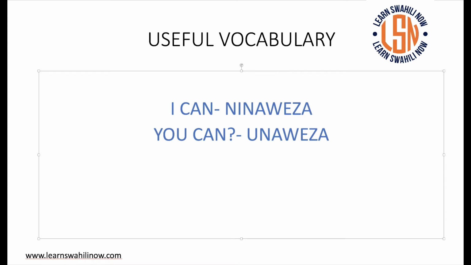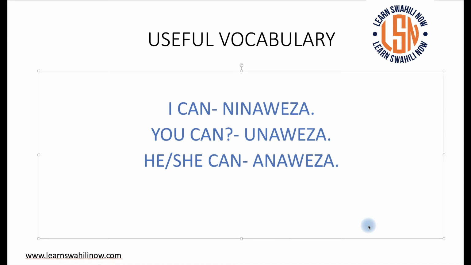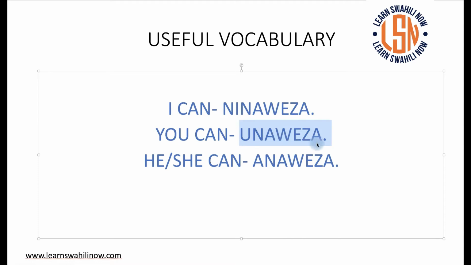And he or she can. Do you want to guess what that is? That is anaweza. So I am showing you the different ways in which you can conjugate depending on the different subjects. This is for I, ni, you, u, he or she, a. So for today's purposes, we're going to be focusing on this one in particular because I want to teach you this word in the context of being able to request for help. Can you help him? Can you help me? Can you show me to do something?